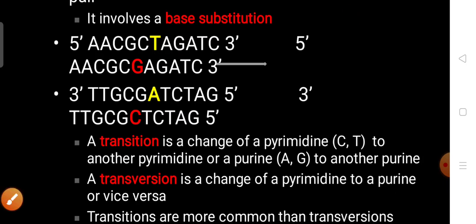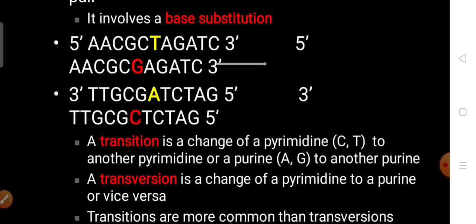Such a kind of mutation is called a base pair substitution. It is a type of point mutation because mutation has taken place only in one of the bases, and this type of mutation is called transition mutation, where one purine is substituted by another purine, or one pyrimidine is substituted by another pyrimidine. Like adenine will be substituted by guanine, or guanine by adenine. Similarly, there are two pyrimidine bases, cytosine and thymine. So cytosine will be replaced by thymine, or thymine may be replaced by cytosine.